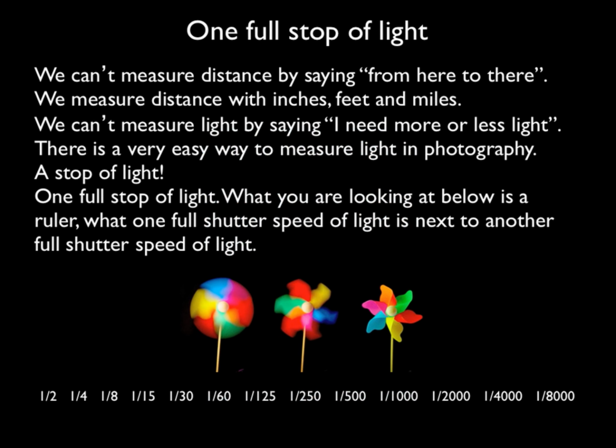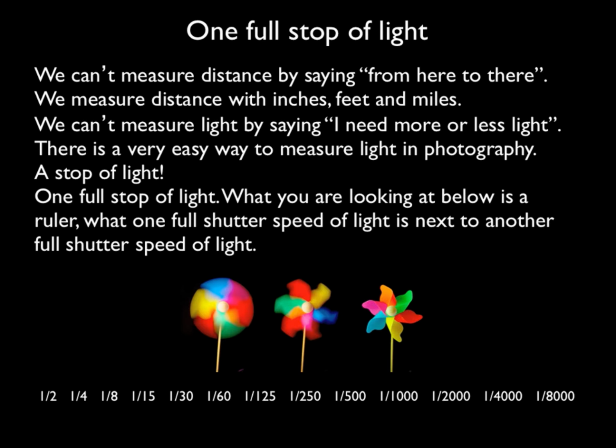One full stop of light. We can't measure distance by saying from here to there. We measure distance with inches, feet, and miles. We can't measure light by saying, I need more or less light. There's a very easy way to measure light in photography: a stop of light. One full stop of light.